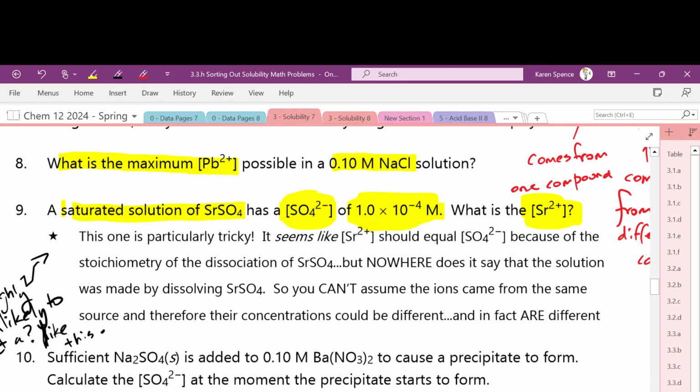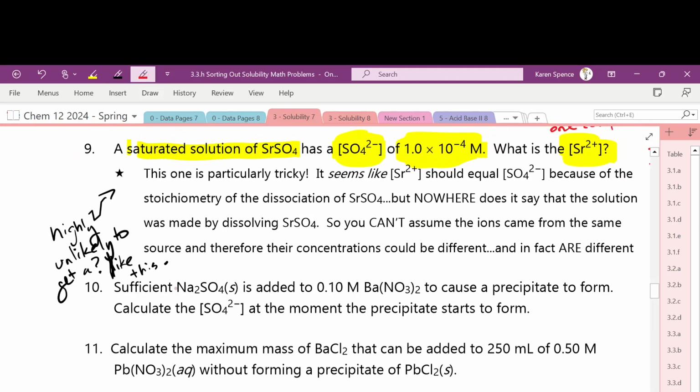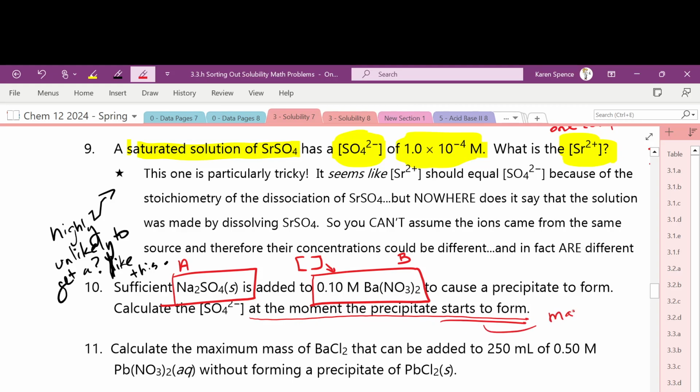You're much more likely to get a question where you have compound A and we add it to compound B and we have a concentration here. Compound A, compound B. So it's mix and match, right? Calculate the sulfate concentration at the moment precipitate starts to form. If a precipitate is starting to form, that means what is the max concentration of sulfate?